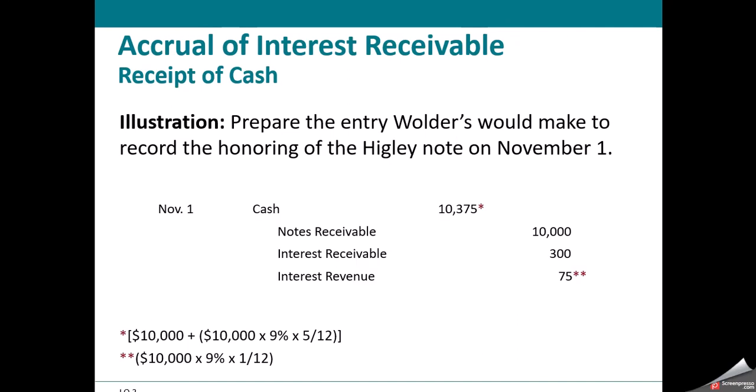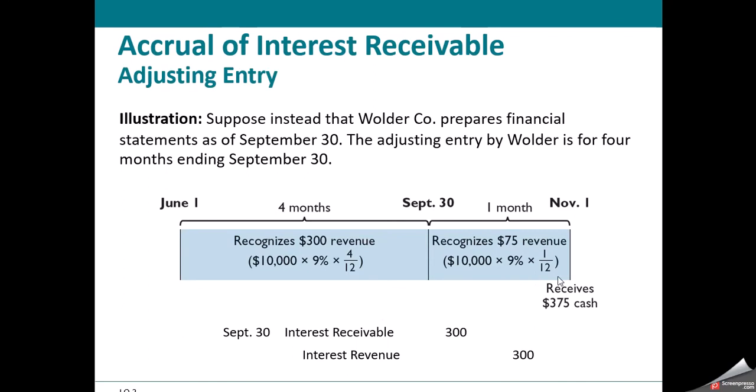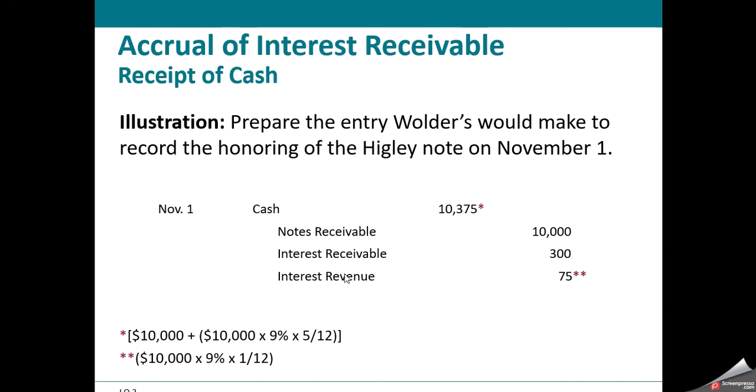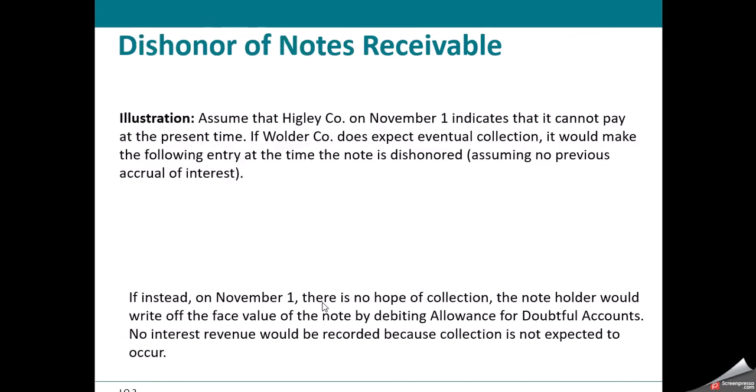Okay, so then here they pay us. So they pay us the cash of the $10,375. So we're alleviating our notes receivable. We are alleviating the interest that we accrued. And then again, that's that final month, that $75 that was on this last slide. That would be in the current month. So then that's why we have that as the interest revenue. So these two were already on our books, and now we're taking them off. And then this is a new entry to record the revenue.